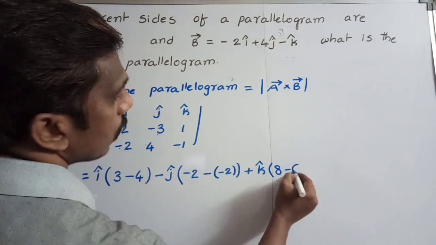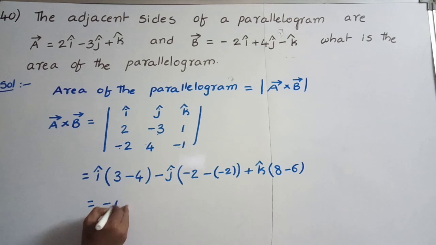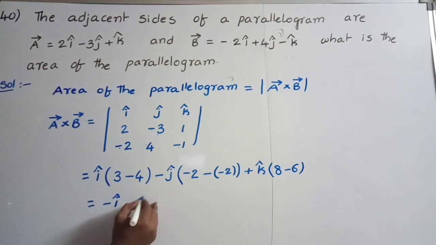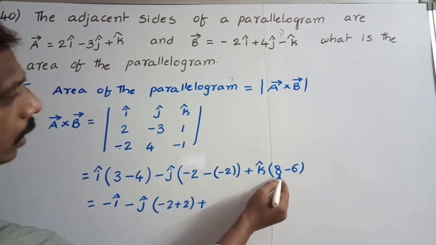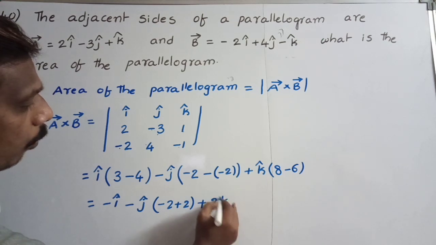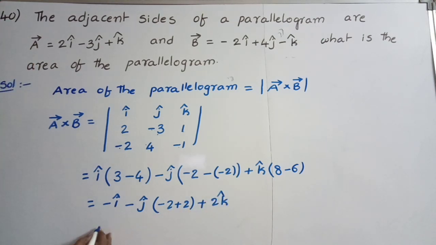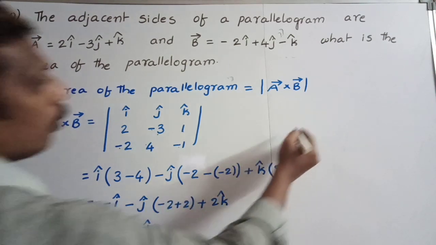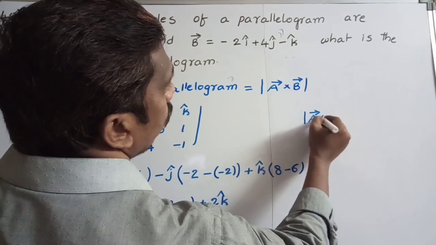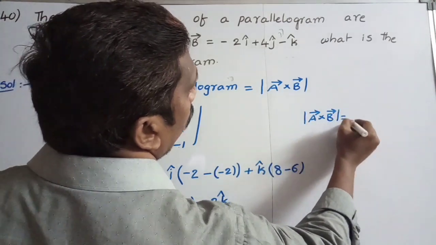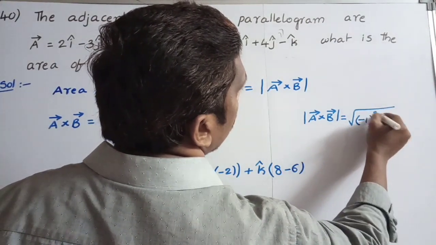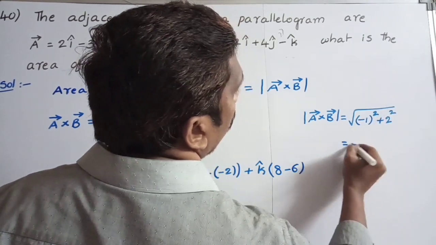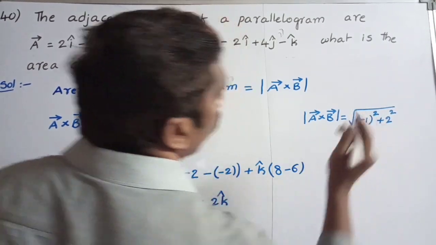That equal to minus i cap minus j cap into minus 2 minus of minus plus 2, plus 8 minus 6 is 2 k cap, plus 2 minus 2 becomes 0. Finally we can get minus i cap plus 2 k cap. From this, magnitude of a bar cross b bar is equal to under root of minus 1 square plus 2 square. Finally we can get root 5 square units.